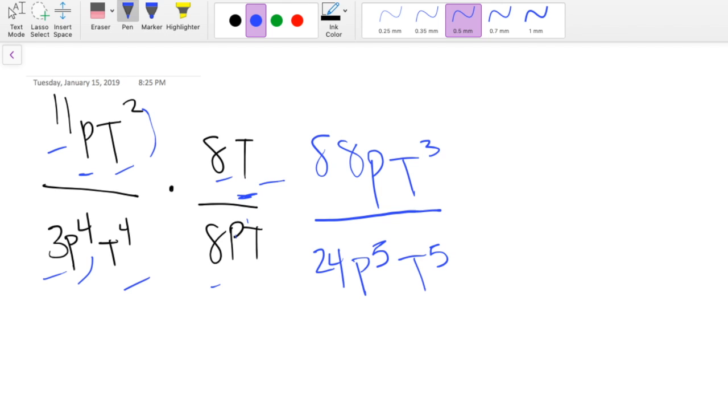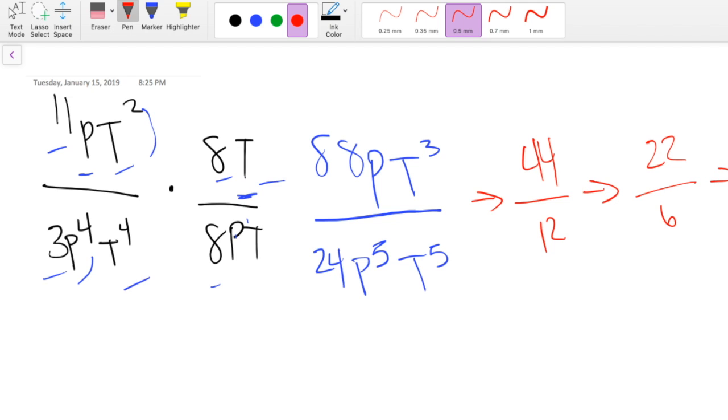Awesome. So technically this is the right answer. However, it's not reduced. So we're just going to do that. We see 88 and 24 are both even numbers. We can divide it in half. That's going to give us 44 over 12. You can still divide that in half. That's going to be 22 over 6. One more time gives us 11 over 3. And that's the simplified form of this, okay? So we're just going to take that 11 over 3.